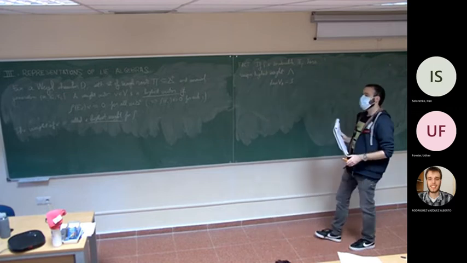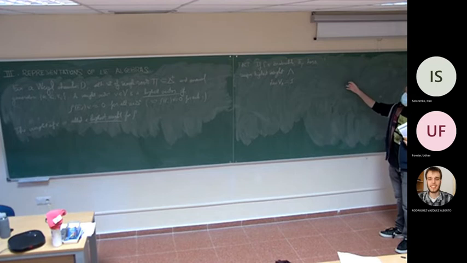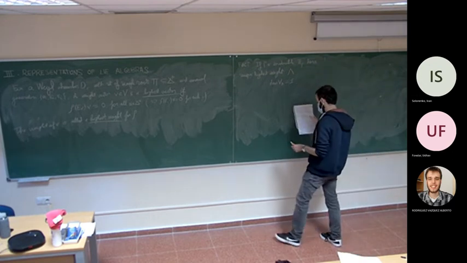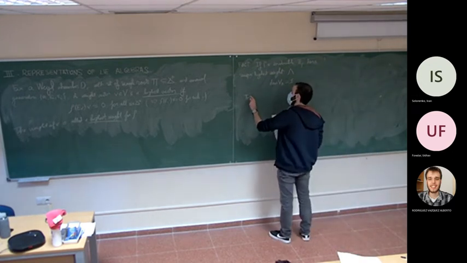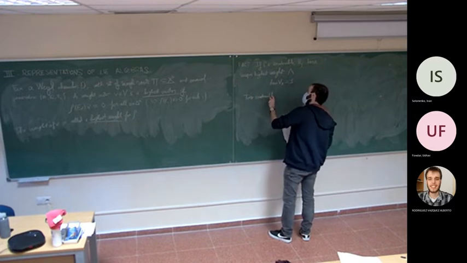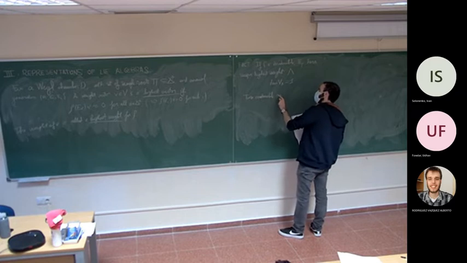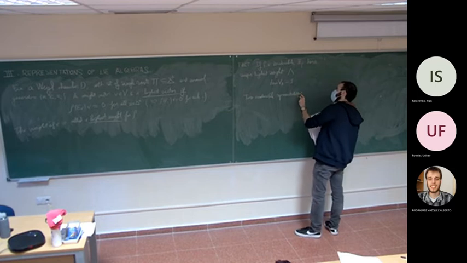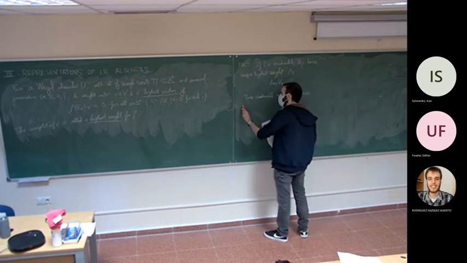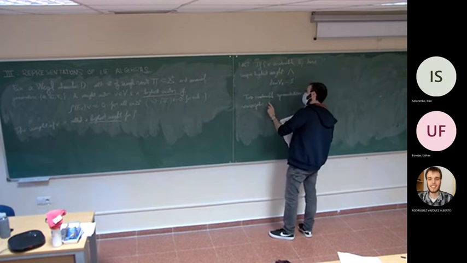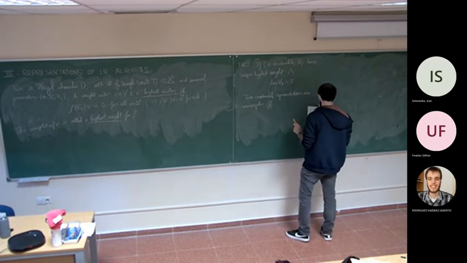And these highest weights allow us to characterize an irreducible representation. Two irreducible representations are isomorphic if and only if they have the same highest weight.